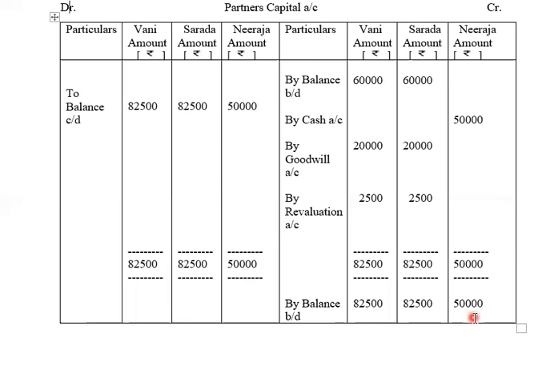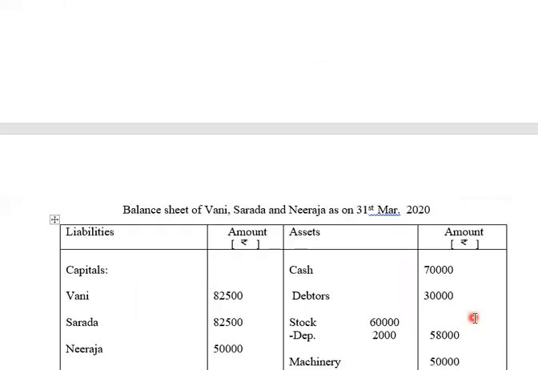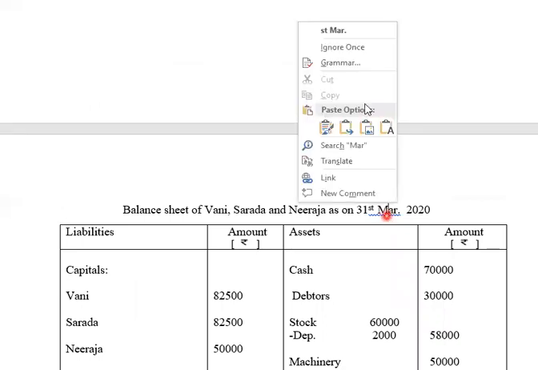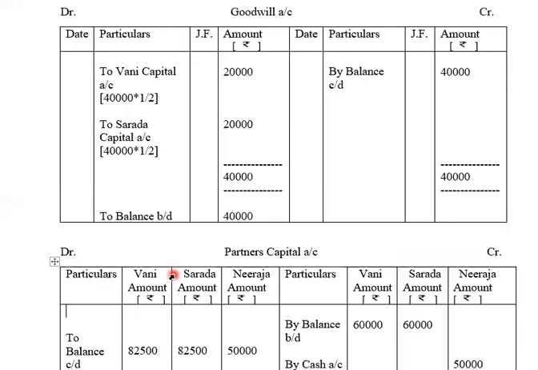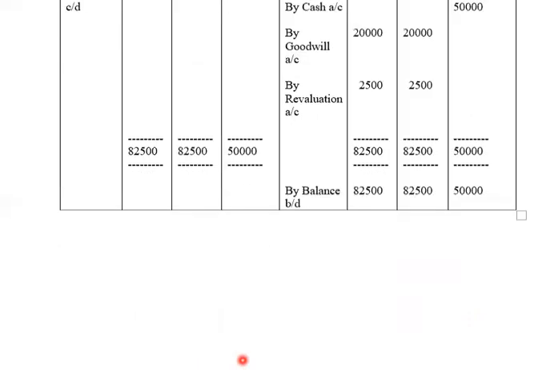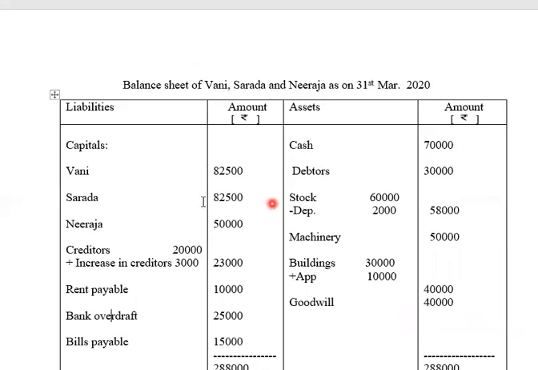Now we'll be preparing new balance sheet of Vani, Sarada and Nirja as on 31st March 2020. The format for which is liabilities amount rupees, assets amount rupees. So first we'll be writing capitals on liability side. Vani capital is 82,500, Sarada capital is 82,500, Nirja capital is 50,000.